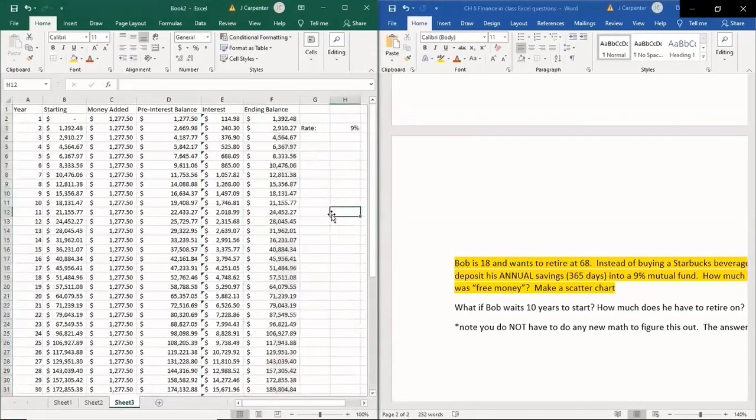And I don't want to spoil the final answer. Now things are starting to make sense. The interest is going up every year. Our pre-interest balance is going up. Our ending balance is going up. Our money added, every single year, we're just putting that $3.50 away every day, which made $12,750 every year.